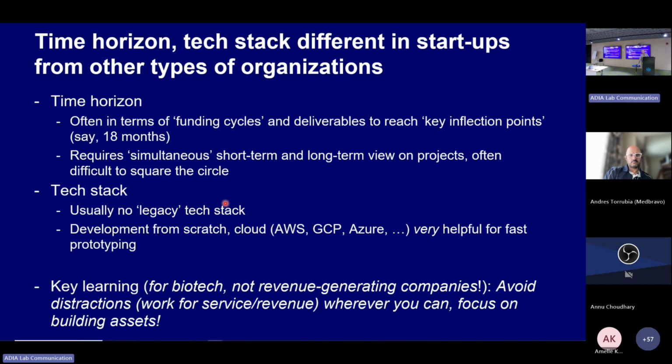From the tech side, it's easy in a way. You can build quite fast now in the cloud, right? So in 3 or 6 months, you have a prototype. That's excellent. The key learning is, but that applies to biotech, that's not a revenue generating company. It applies to biotech. Avoid distractions. So work for only the money wherever you can and focus on building assets.